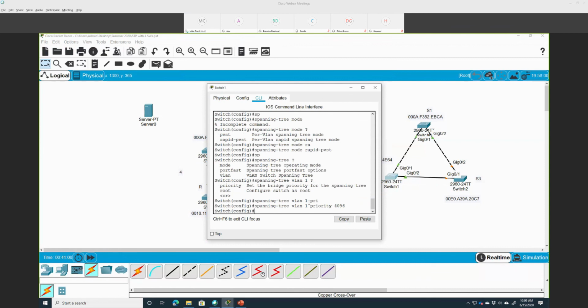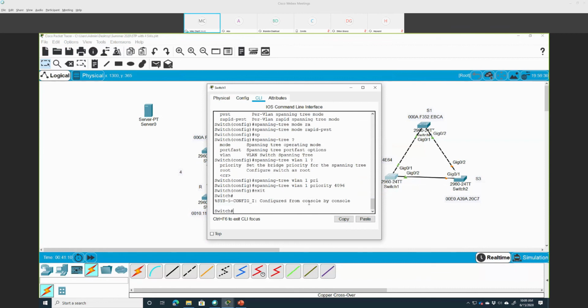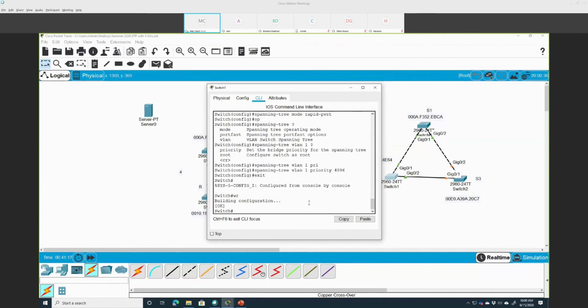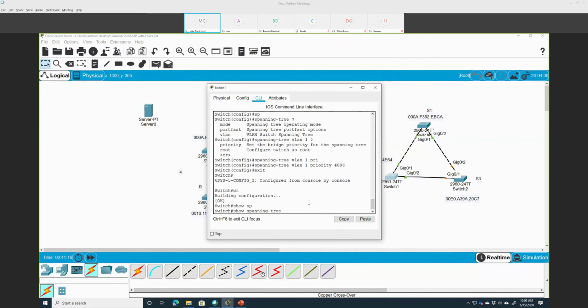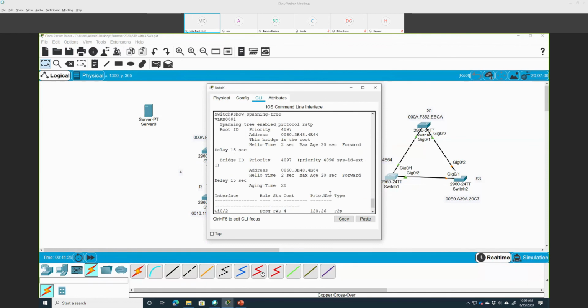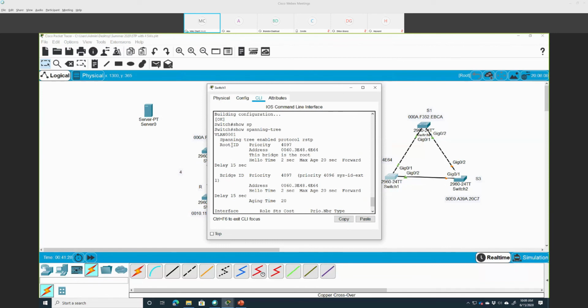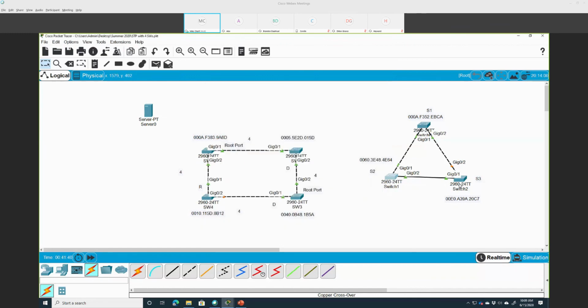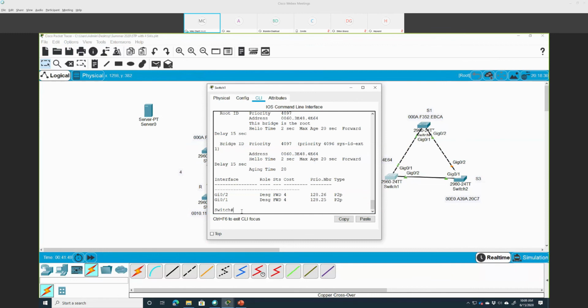Now, exit, and write memory. Now if I put show spanning-tree, this is going to change. Spanning tree protocol enabled: RSTP. See that? Now it's RSTP, rapid spanning tree. So now this becomes the root bridge. Let's test it. I mean, I don't have to test it.